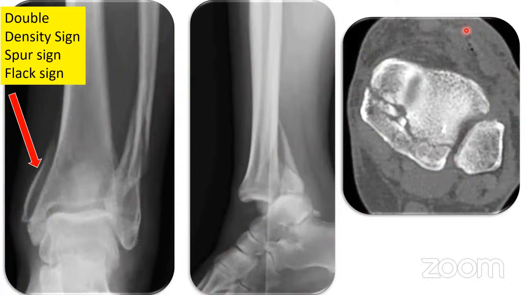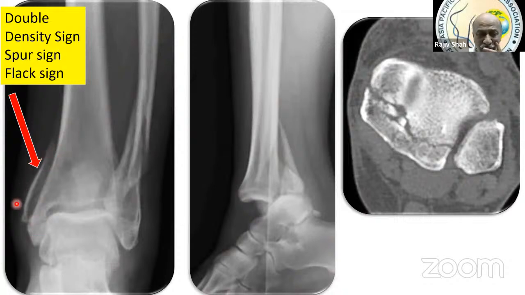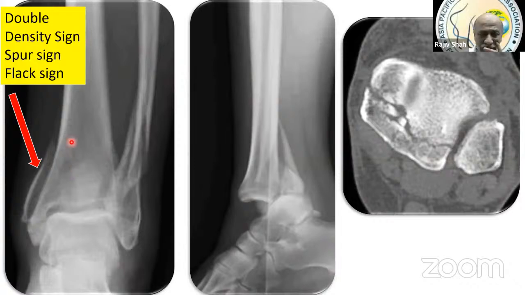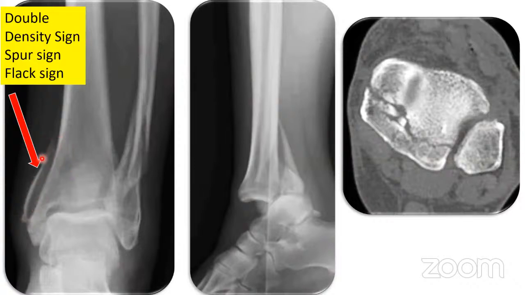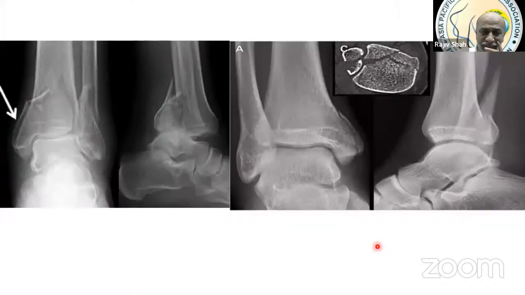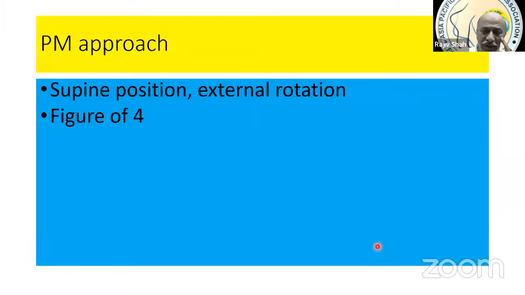That is the part of the posterior malleolus. Now, you all knew that posteromedial, this is called the double density sign, or double malleolus sign, or a flag sign. So when you feel that there is like a double medial malleolus, this is definitely a posteromedial variety of posterior malleolar fracture. And this is how you would see it.